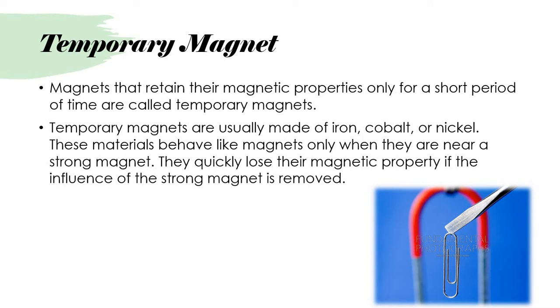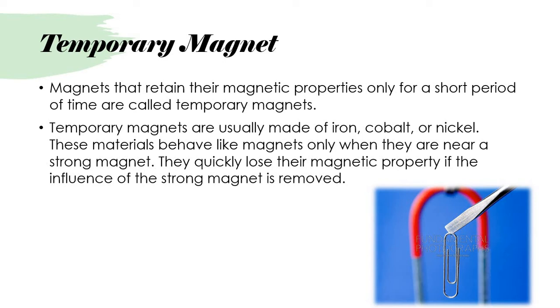Now the temporary magnets are usually made up of iron, cobalt or nickel. Means the materials required for making these temporary magnets are iron, cobalt or nickel. These materials behave like a magnet only when they are near a strong magnet, and they quickly lose their magnetic property if the influence of the strong magnet is removed.